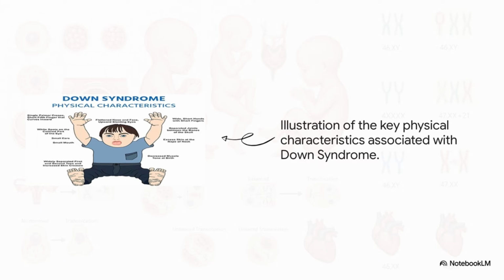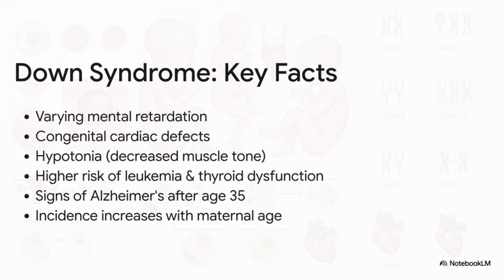And this image right here does a brilliant job of showing how that one genetic change translates into a recognizable clinical phenotype. You can see the classic craniofacial features, right? The upward slanting eyes, a flattened face and nose, and small ears. Other key signs that you'll look for are a single palmar crease on the hand, just one line going straight across, decreased muscle tone, or what we call hypotonia at birth, and often widely separated first and second toes. But it's not just about the physical traits. There are significant medical comorbidities that go along with it, including intellectual disability, congenital heart defects, and a much higher risk for things like leukemia and thyroid issues.